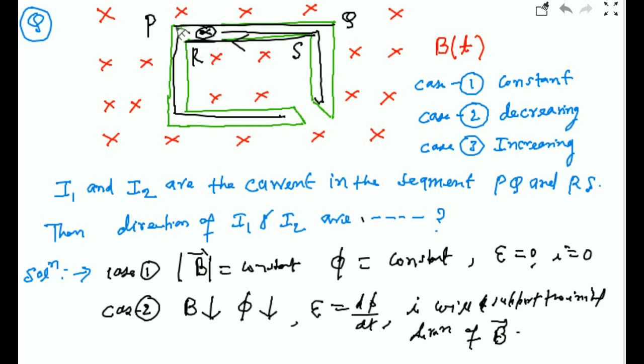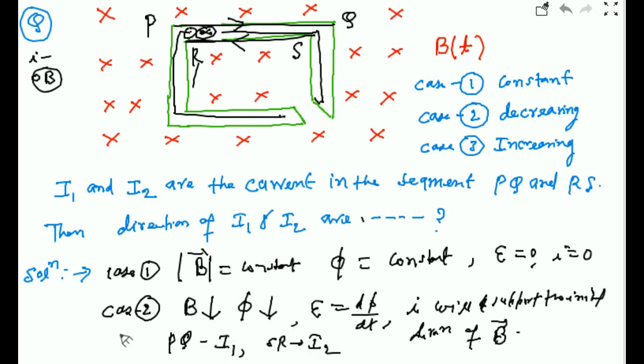Then for P to Q, you have to think about inside. If you have a current P to Q like this, then the magnetic field will be inside. On the right hand side, you know the current is in the direction of the thumb, and the forefinger will give the direction of the magnetic field. But you have to see only inside the coil. So the second answer is P to Q will be I1, and S to R will be I2.